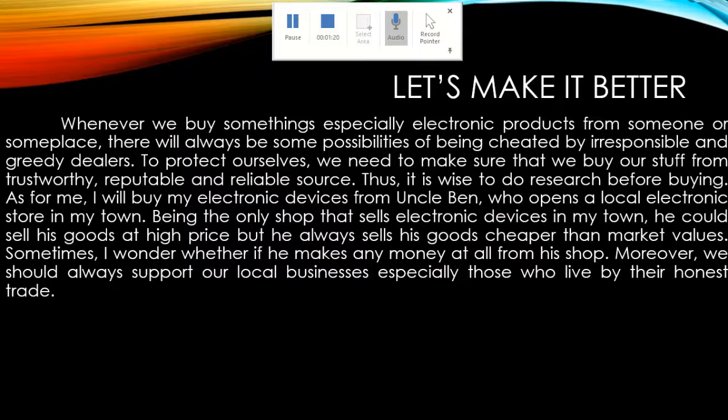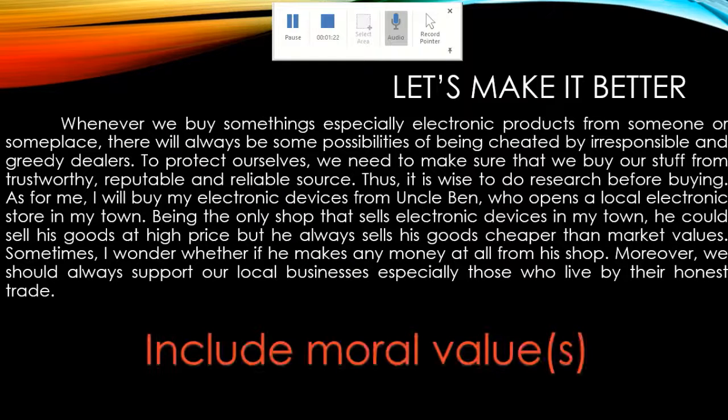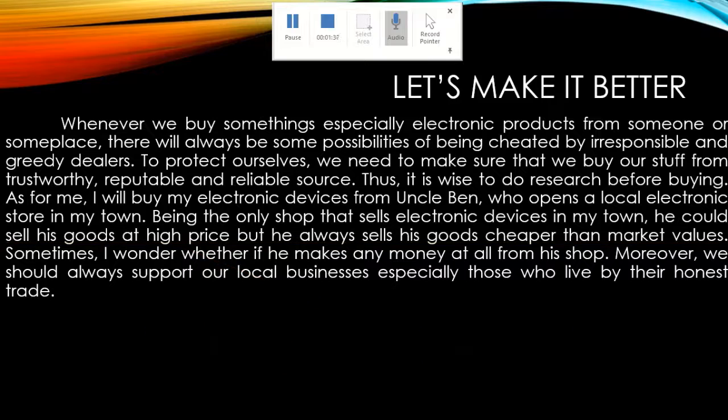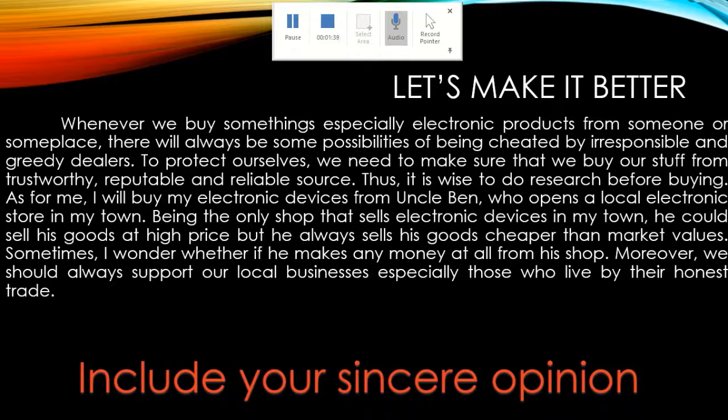Another step to make our essay more meaningful is to include moral values in the writing. It can be a statement or in the form of an action or series of actions. Lastly, we can also include strong and sincere opinions on a certain matter. It will make our writing more mature and convincing to the readers.